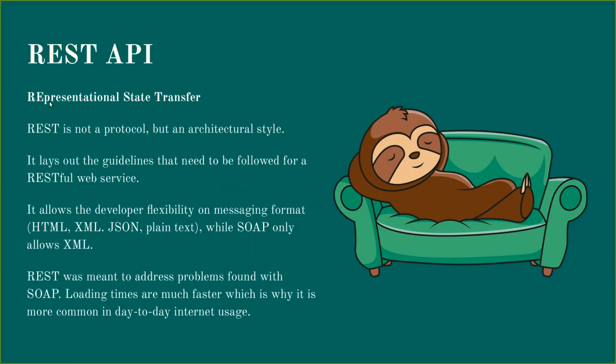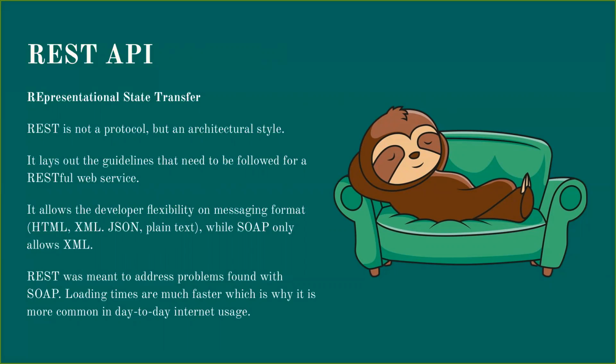The main thing to look for is the representational in the name, or RE, Representational State Transfer. This API or layout for an API is no longer a protocol, but just kind of an architectural style. It lays out guidelines that as a user or as a company you have to follow to have a RESTful web service. And this allows flexibility because they don't limit you on what messaging format you can use.